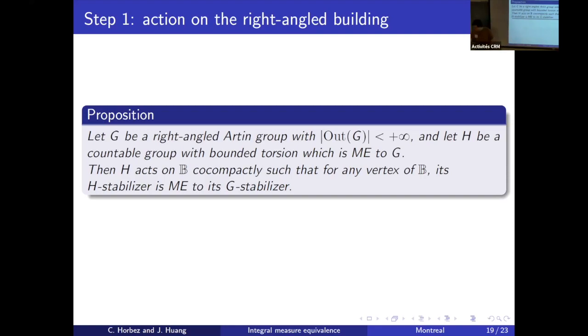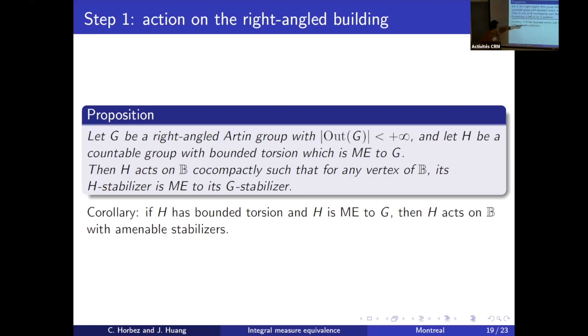So now, what we know from this: if H has bounded torsion and H is ME to G, then H acts on the building with amenable stabilizers, because we know the G stabilizer in the rectangle Artin group is abelian. The H stabilizer is measure equivalent to the G stabilizer, so the H stabilizer has to be amenable. Okay, so this is what's true for a general rectangle Artin group. We're always acting on the rectangle building with amenable stabilizers. And then you would expect the next step is, under the assumption of L1, to reduce the amenable stabilizer to an abelian stabilizer.